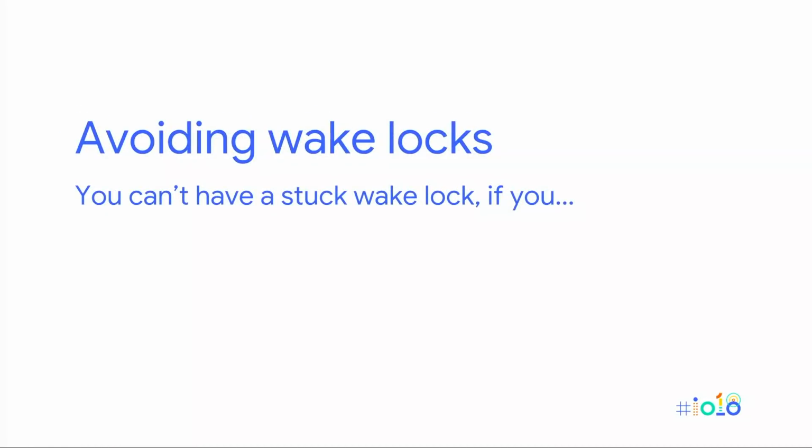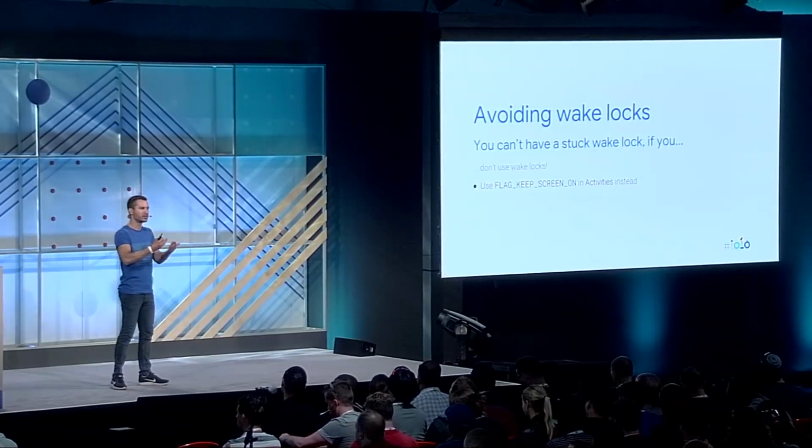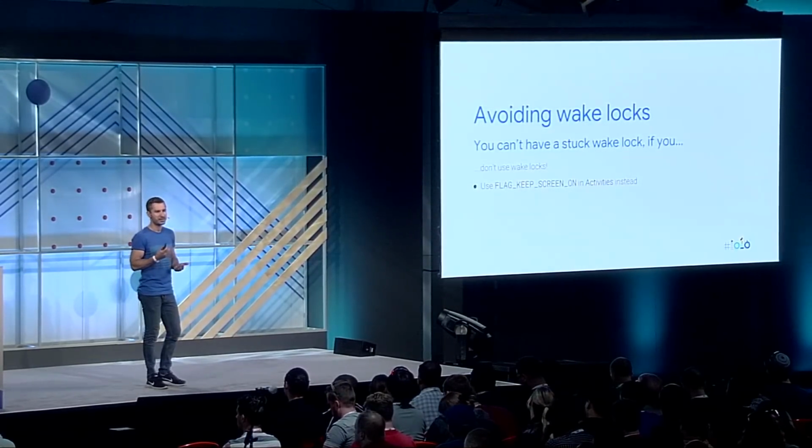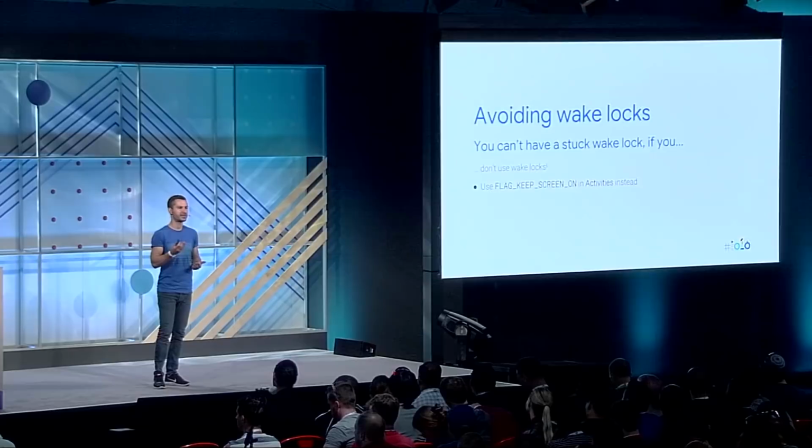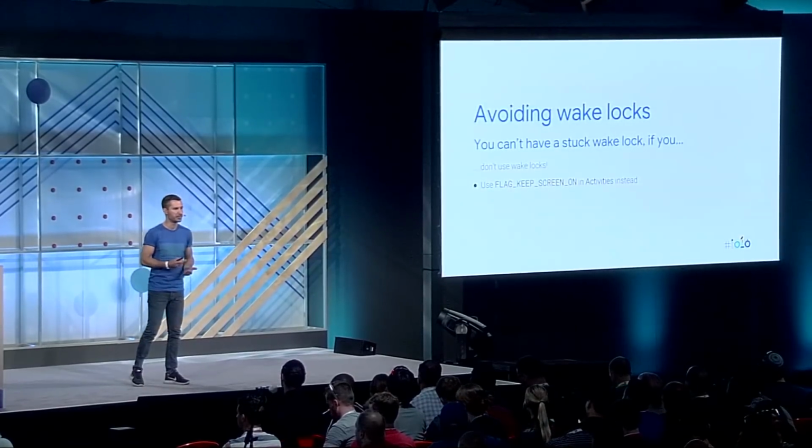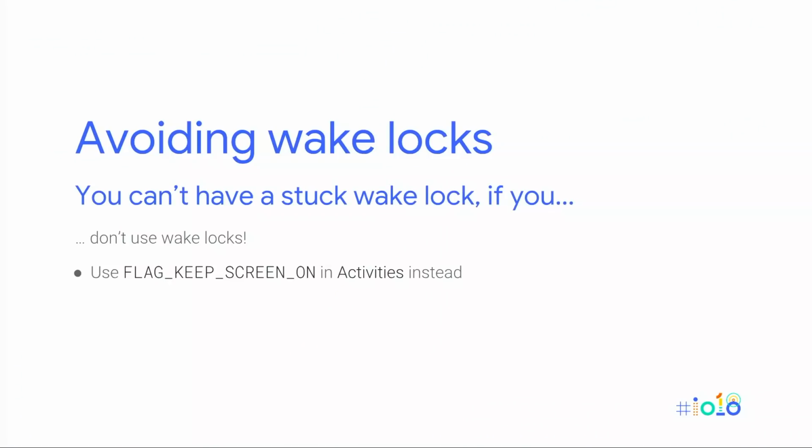So what's the best way to avoid having a stuck wake lock in your application? Well, you can't have one if you don't use wake locks. That's literally the simplest thing. And actually, in modern Android development, there's rarely a situation when you have to use a wake lock. If we think about activities, whenever the user is actually using your app, and for some reason you want to keep the screen on, instead of setting a wake lock programmatically, just use a flag on the window that will tell the system to keep the screen on. There's no way to leak it.